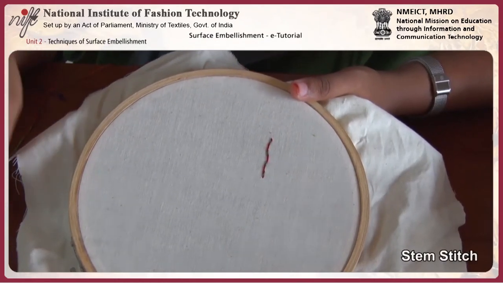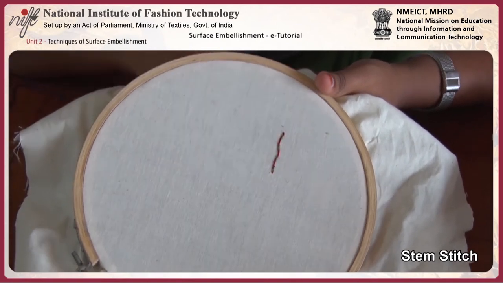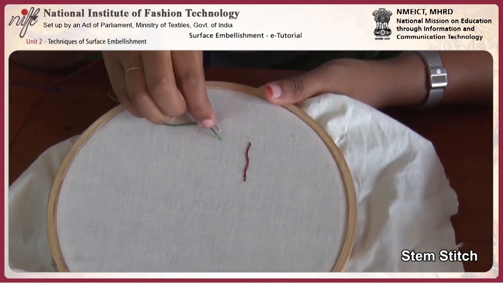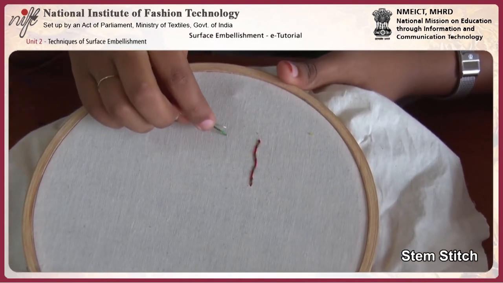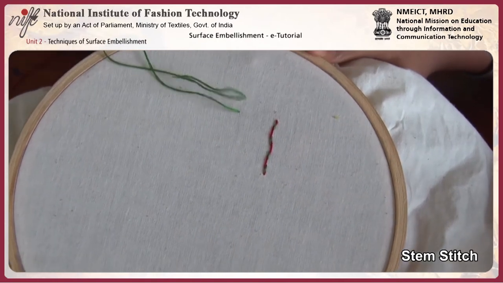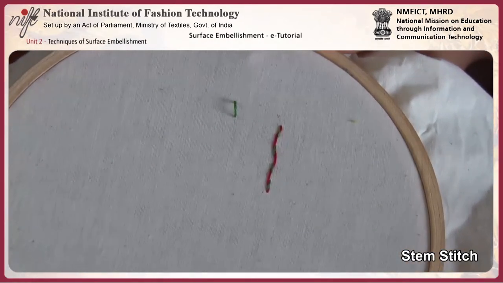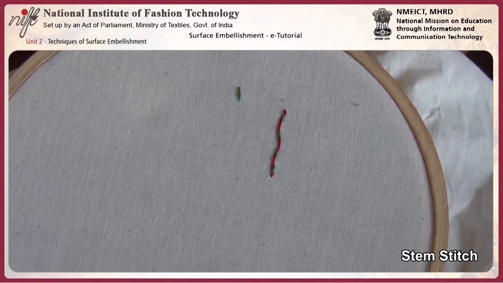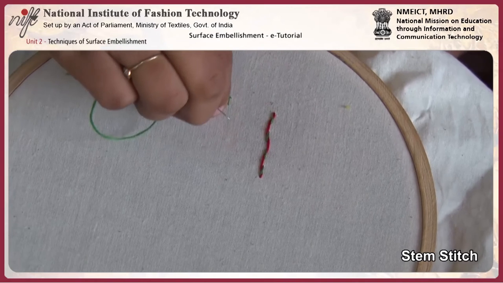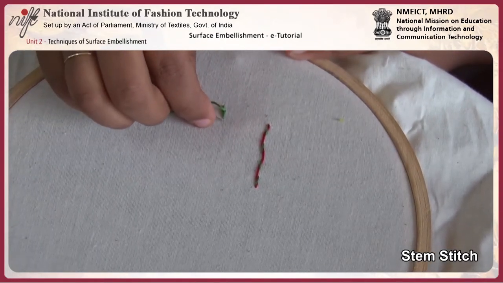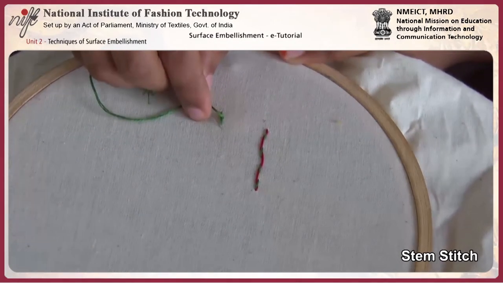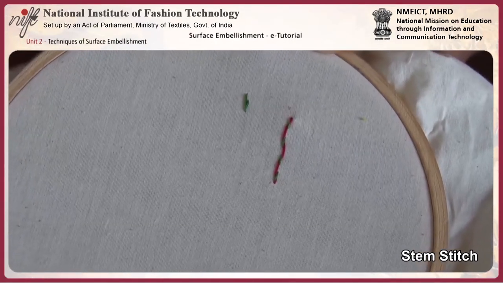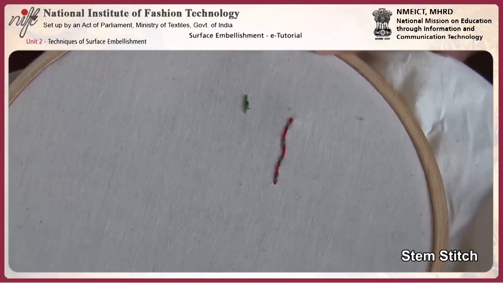The next stitch we are going to do is stem stitch. For that, take a threaded needle, take it from beneath the frame, put it back. For running, we took it in the front. For the stem stitch, take it back, pull it down. Again, take the needle from half of the stitch we have done, come up, slightly slant the stitch. Again, half of it.